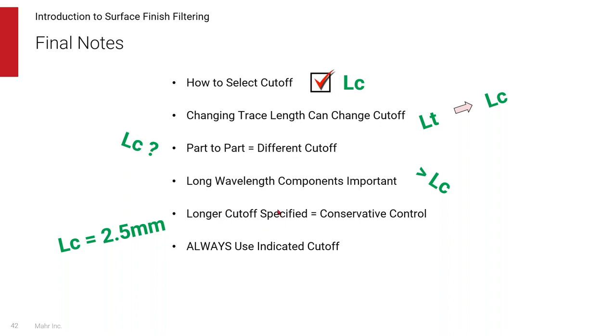Longer cutoffs are usually specified as conservative control, but there are sometimes we might want to use a smaller cutoff value. But we always want to use what's called out on the print. That's the whole idea: engineers should be able to design the surface, and the right roughness parameter that's measured, what that value is, and the cutoff length should be part of that indication or tolerance on the blueprint.